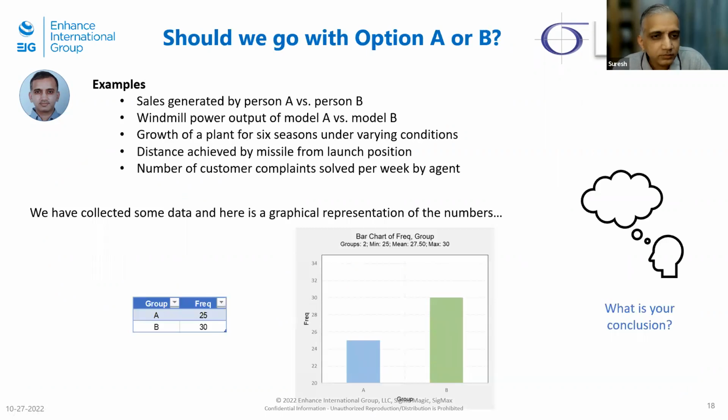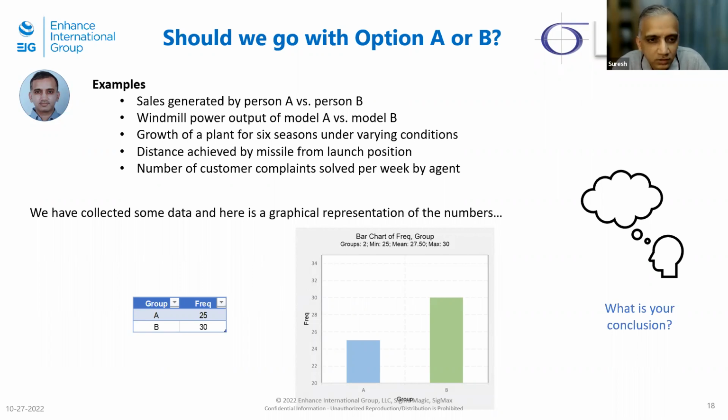As an example, let's take an example to illustrate our point. Let's say that we have two salespeople, A and B. Salesperson A reports an average of 25 units of sales over a period of time, while salesperson B reports 30 units of sales over a period of time. So based on this data, we can maybe create a bar chart and compare them and say, okay, B is performing better than A.